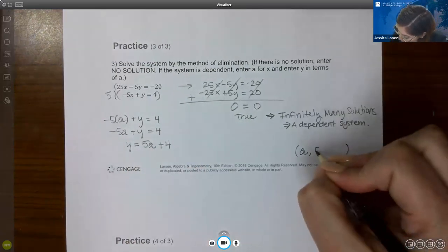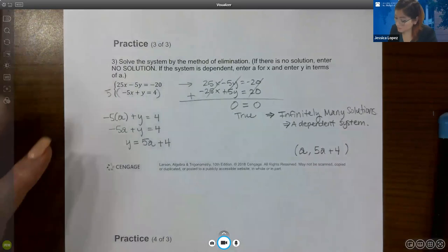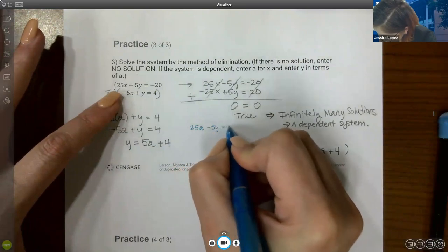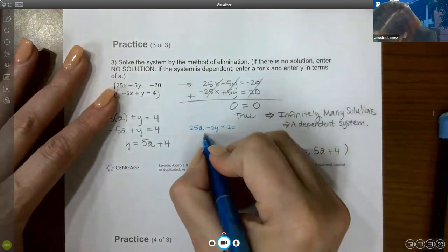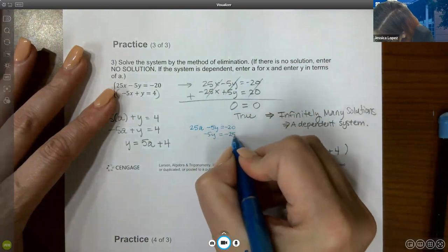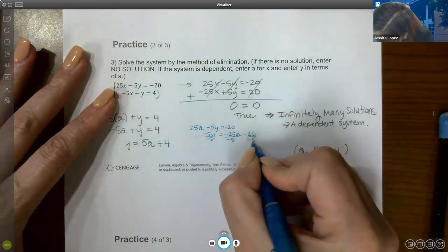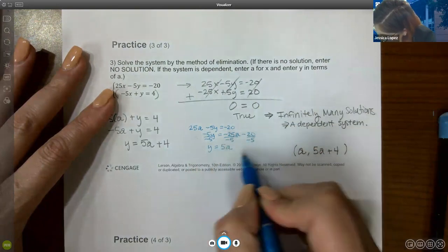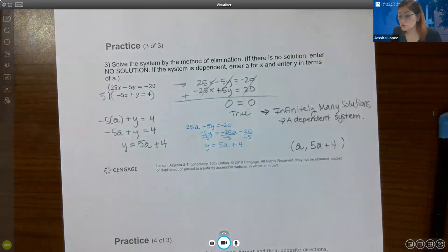And so what expression do I put in here? 5A plus 4. Now, would it have mattered if I would have plugged the A into the top equation? No. I would have had 25A minus 5Y equal to negative 20. I would have had to subtract the 25A. So I would have had negative 5Y equal to negative 25A minus 20. And then I would have had to divide everybody by negative 5. And so I would have gotten Y positive 5A, and this would have been positive 4. And don't I get the exact same expression for Y as we had before? So it really does not matter which equation you plug it into, okay?